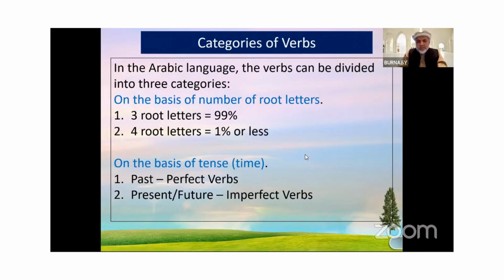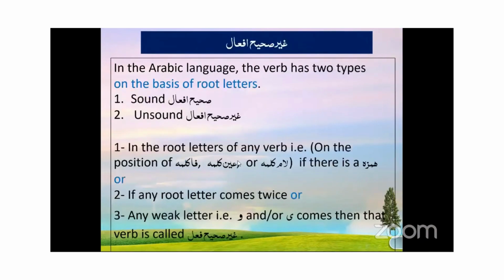Okay. On the basis of tense, we have two kinds of verbs: the perfect verbs, which is Madi, and the present and future tense, which is the imperfect tense. So far with me, guys? Yes. Now, on the basis of the root letters, we have Sahi Afwal or Ghair Sahi Afwal. If we give them an English name, we can call them sound or unsound.